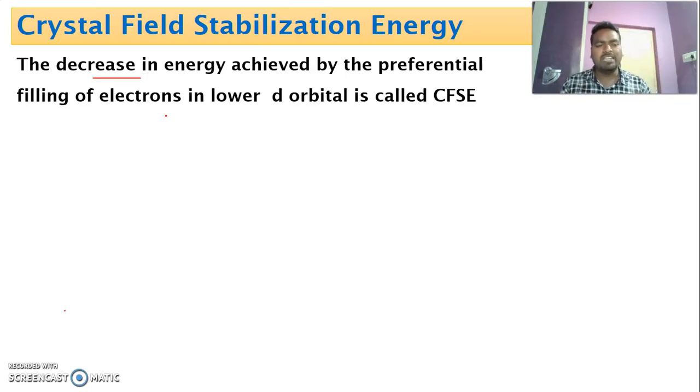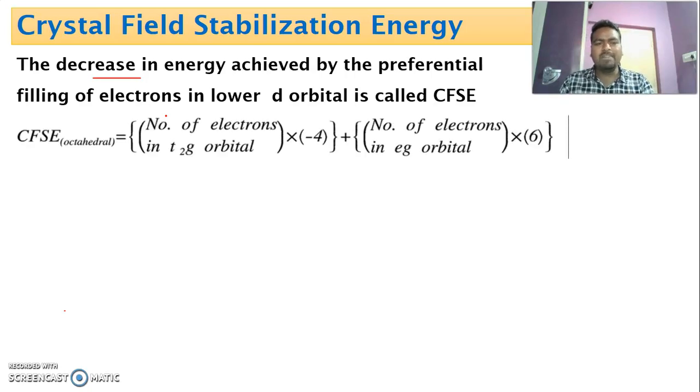That means if the energy is negative, it indicates it possesses less energy, and less energy is highly stable. So the stability arises due to accommodation of electrons into the lower orbital after splitting. That's why it is defined as the decrease in energy achieved by the filling of electrons in the lower d orbital of a split d level, called crystal field stabilization energy. It can be calculated by using a formula.